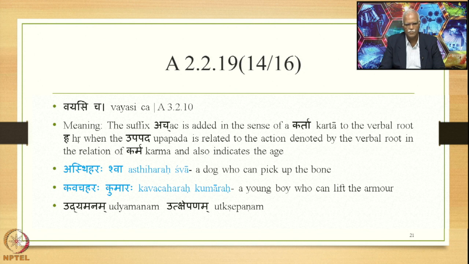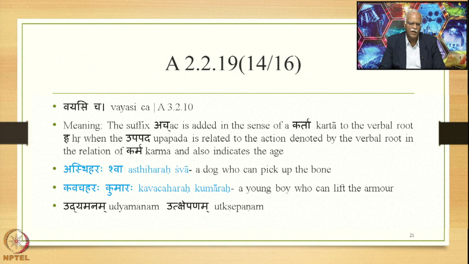Then we have the next sutra, vayasi cha, which is 3.2.10. What it means is that the suffix ach is added in the sense of a karta to the verbal root hru when the upapada is related to the action denoted by the verbal root in the relation of karma and which also indicates the age. I repeat, the suffix ach is added in the sense of a karta to the verbal root hru when the upapada is related to the action denoted by the verbal root in the relation of karma and also when the compound indicates the age.